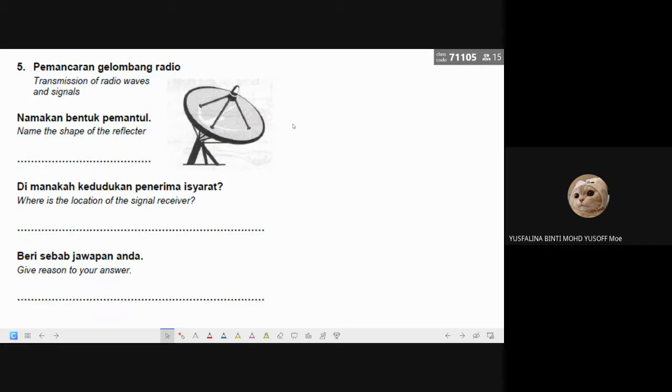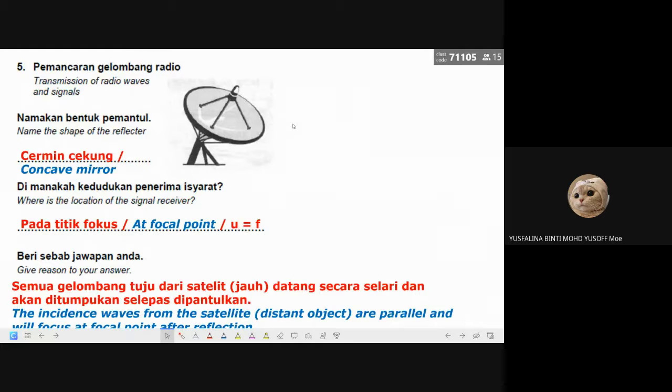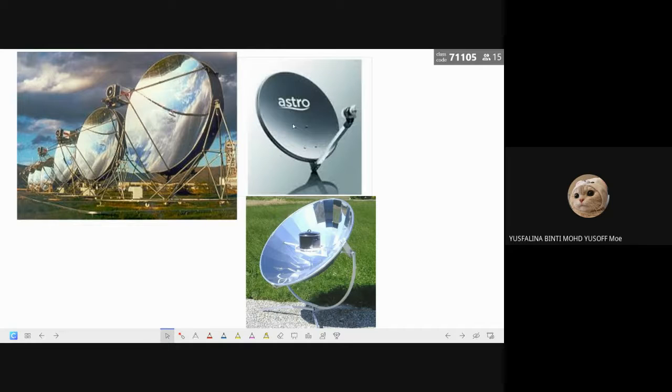Another one is the transmission of the radio wave signal. The shape of the reflector should be a concave mirror. So where is the location of the signal receiver? It should be u equals f, at the focal point. This is because the incident waves from the satellite are parallel and are focused at the focal point after reflection. So when u equals f, all the incident waves from the satellite can focus at one point after reflection. This is the example of the satellite.